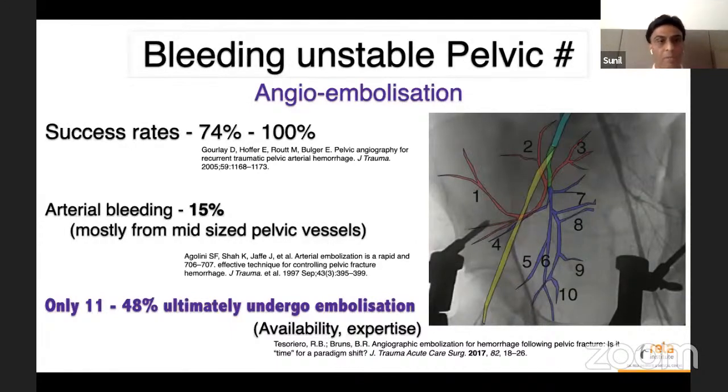But the problem with doing an angioembolization or using it as your primary modality is that arterial bleeding accounts for less than 20% in a bleeding pelvic injury. Most of this bleeding comes from mid-sized pelvic vessels, which are actually amenable for embolization, but if you use it as a primary modality, most often you will miss out a lot of other things.